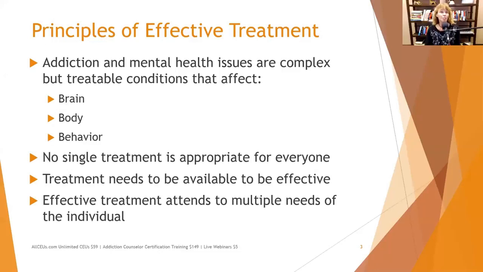Treatment needs to be available to be effective, and you're thinking, well, duh. But in the big scheme of things, when we look at how many people actually are able to access treatment, only about 10% of people with addictions are able to access specialized treatment each year. And the number's a little bit higher for mental health, but it's not wonderful. Less than 50% of people who have treatable mental health conditions receive treatment.